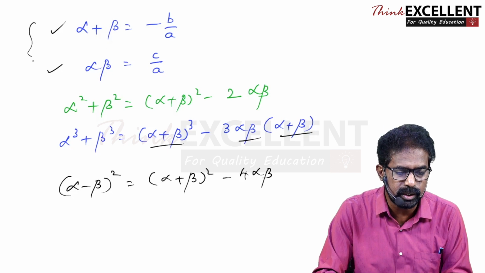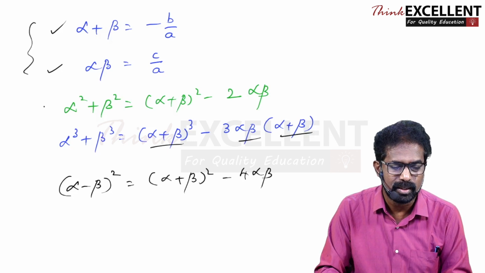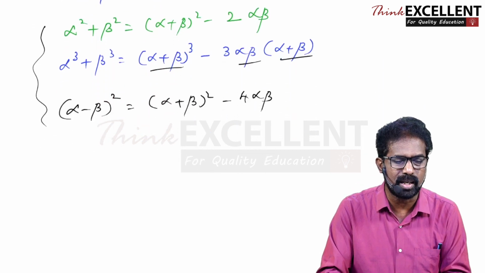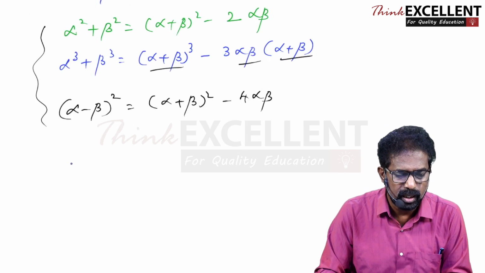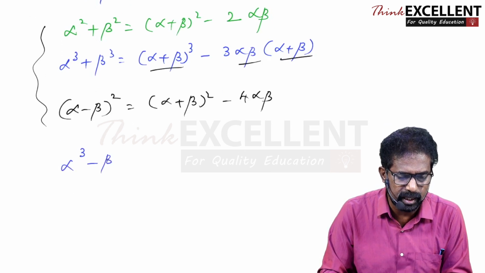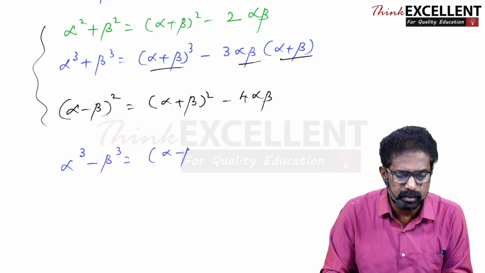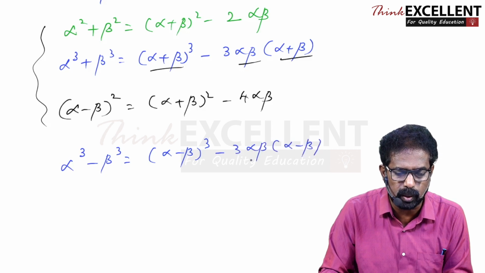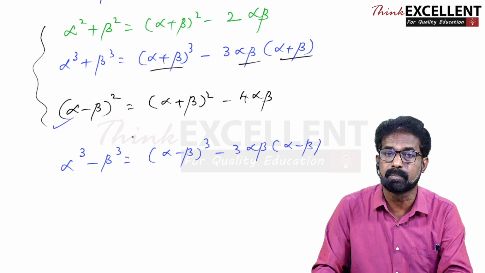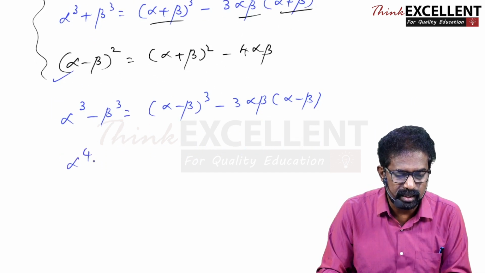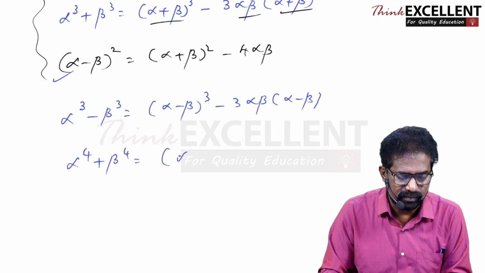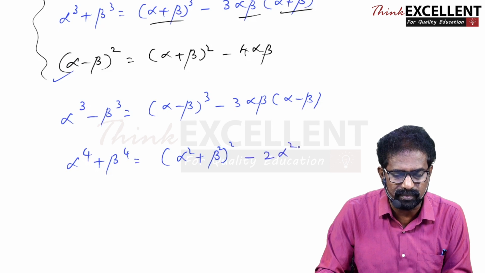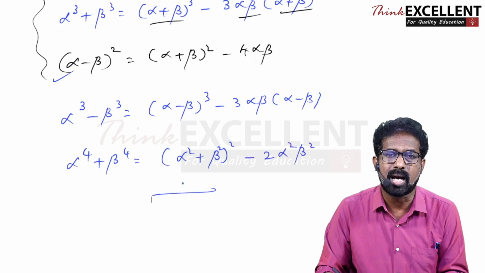So in addition to the first two very important formulas, these three are also equally important. Now I am going to give another two formulas that we use very rarely. One is alpha cube minus beta cube: alpha minus beta the whole cube plus 3 alpha beta into alpha minus beta. But if you want to use it, first you need alpha minus beta from above. And the last one, alpha raised to 4 plus beta raised to 4 is alpha square plus beta square the whole square minus 2 alpha square beta square. Try to learn as much as possible.